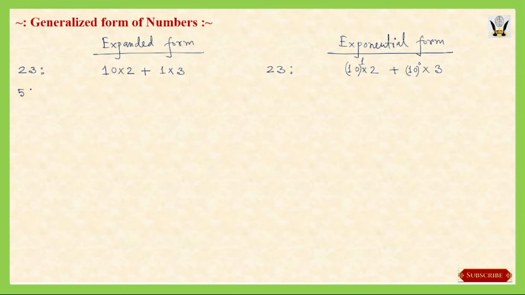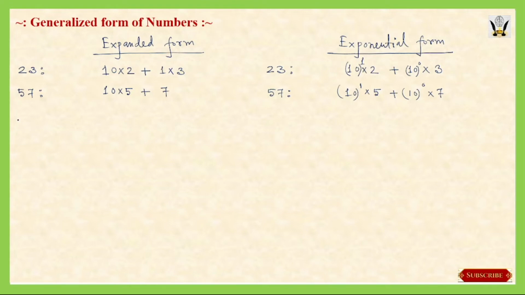Now suppose we choose another 2-digit number, 57. How can it be expressed in expanded form? 57 means 50 plus 7, and 50 means 10 multiplied by 5. So it gives 50, and then it will be 1 multiplied by 7, or simply we can write 7. And on the other side, in exponential form, it will be 10 to the power 1 multiplied by 5, so it will be 50, then 10 to the power 0 multiplied by 7, so it will give you 7, and in total it will be 57 only.